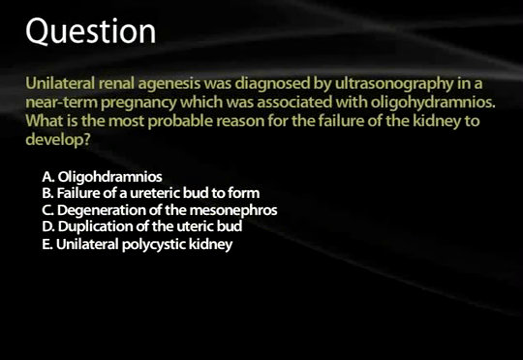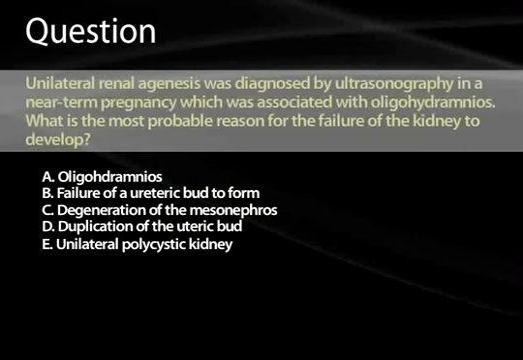Let's go to a question. Unilateral renal agenesis was diagnosed by ultrasonography in a near-term pregnancy, which was associated with oligohydramnios. What is the most probable reason for the failure of the kidney to develop? Here you would be thinking of failure of the ureteric bud to form. There needs to be an interaction between the metanephric duct and the ureteric bud, otherwise they will not connect together.